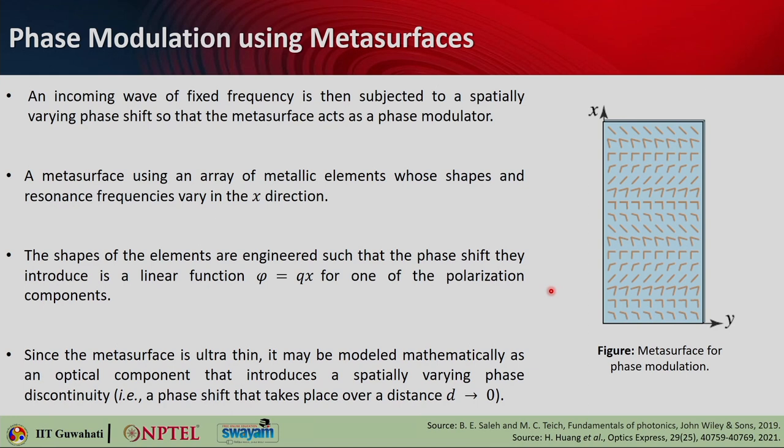Now, since these metasurfaces are ultra thin, they can be modeled as optical components that introduce a spatially varying phase shift, or you can say phase discontinuity, because a phase shift that takes place over a distance d equals 0 can be thought of as a discontinuity, and the thickness of this metasurface is almost 0. So you can say that they introduce spatially varying phase discontinuities.